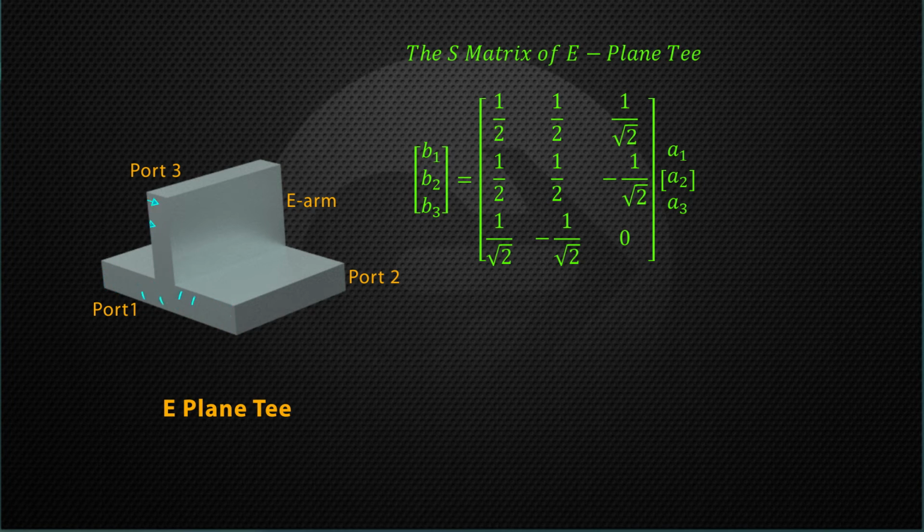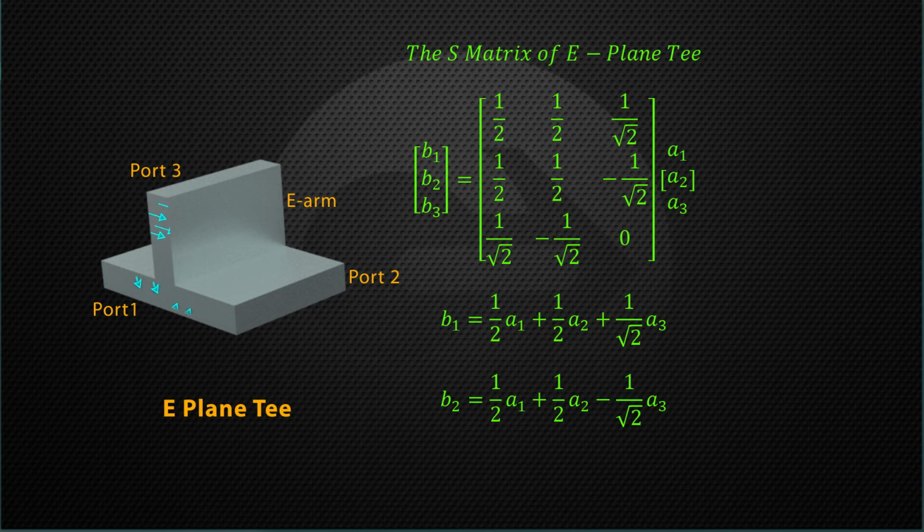Now, B1 will be half of A1 plus half of A2 plus 1 by root 2 A3. B2 will be half of A1 plus half of A2 minus 1 by root 2 A3. And B3 will be 1 by root 2 A1 minus 1 by root 2 A2.